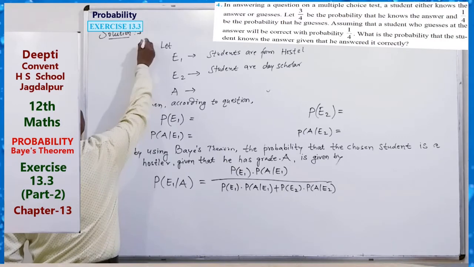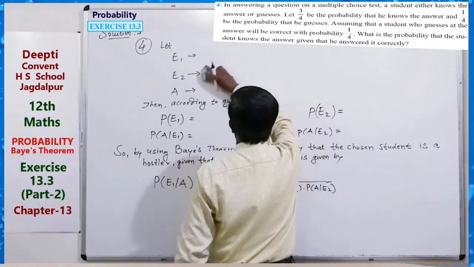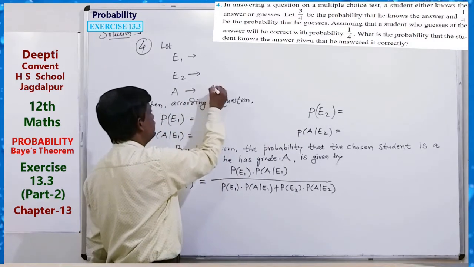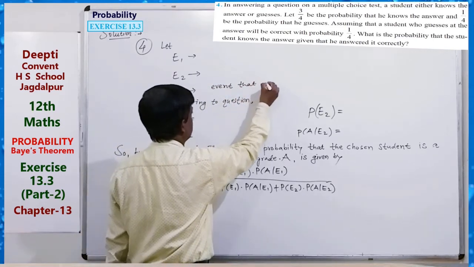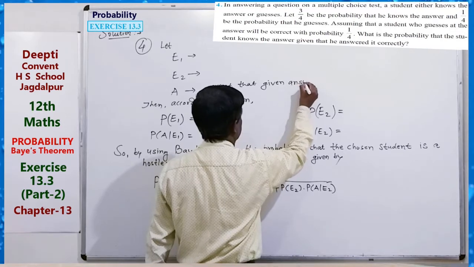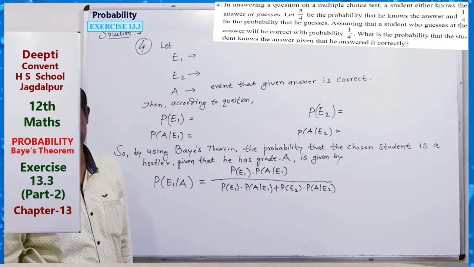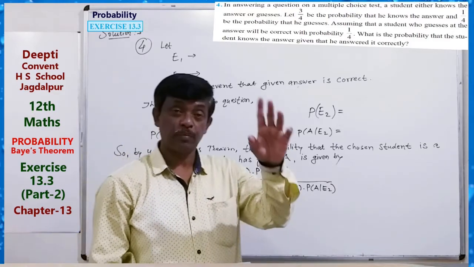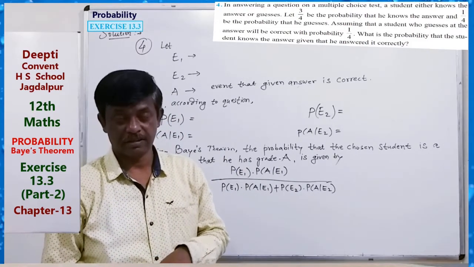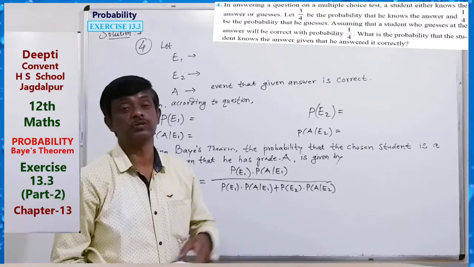Question 4. Just we have to set out what? Let A be the event that the given answer is correct. Here we have to find the probability that he knows the answer, given that he answered it correctly. Here, the events are: he knows the answer, or he guesses the answer.